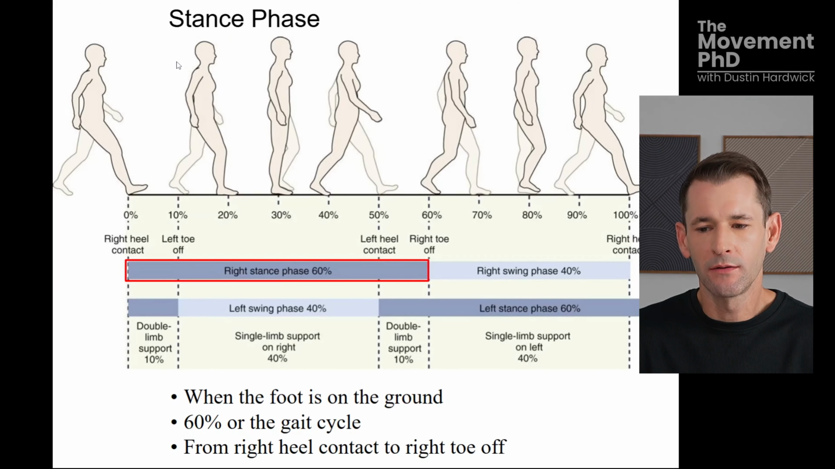We can break down this gait cycle into a stance phase and a swing phase. So first off, stance phase. The stance phase represents 60% of the gait cycle, and it represents the time that our reference foot, for our example is the right foot, is on the ground. So your right foot stays on the ground for 60% of that gait cycle. So it's from right heel contact to right toe off. That 60% represents the stance phase on the right.